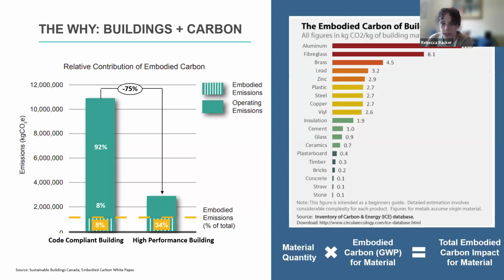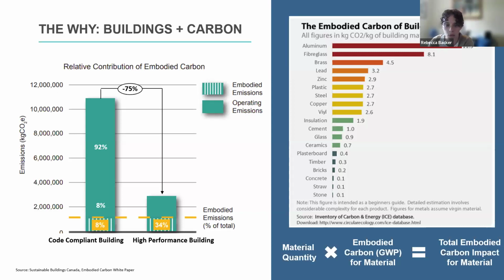For a code-compliant building, operational carbon will generally represent about 80 to 90% of the building's total carbon footprint, with embodied carbon making up the other 10 to 20% of that footprint. In contrast, though, as you can see here, a high-performing building, while the operational carbon still represents the majority of the building's carbon footprint at about 34%, the building's embodied carbon at 34% now is a much higher portion of the overall footprint.